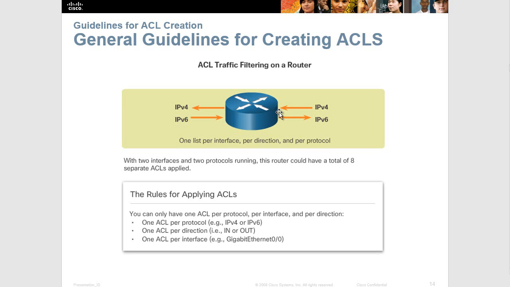All right, so if you had 2 interfaces, like they say on this router, you would have a total of 8. One interface would be a total of 4. Again, 1 per protocol and 1 inbound, 1 outbound. Okay, that's a total of 4 that you get there.